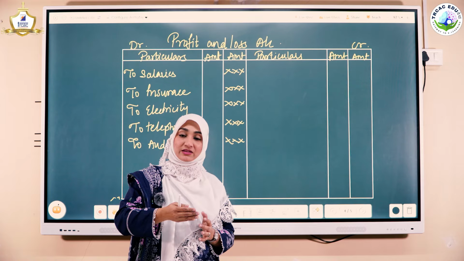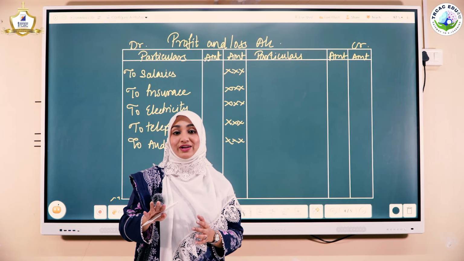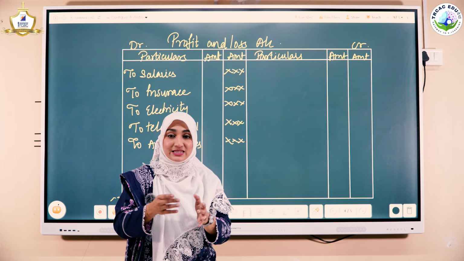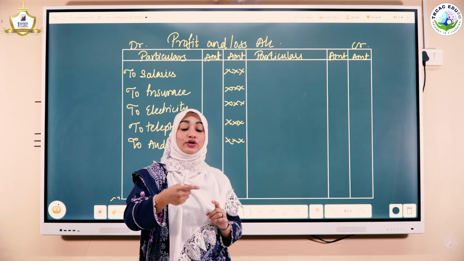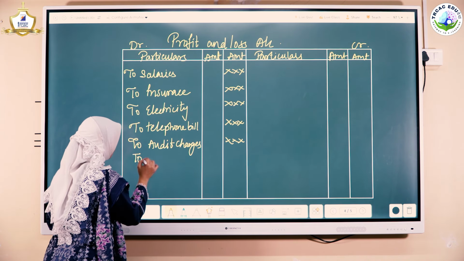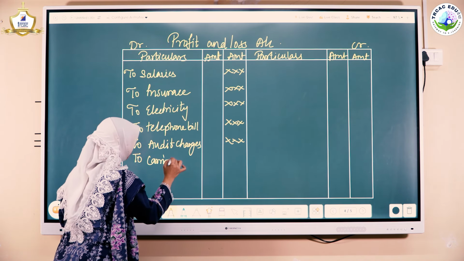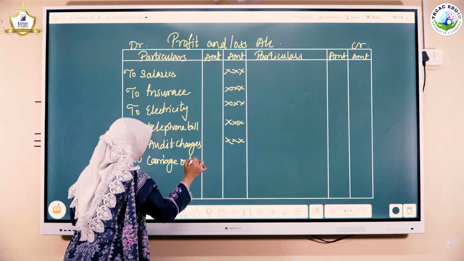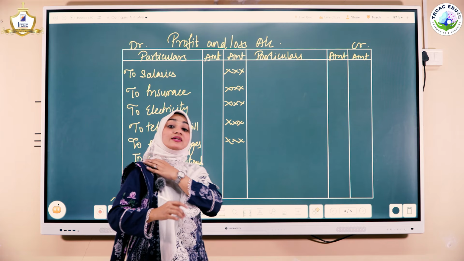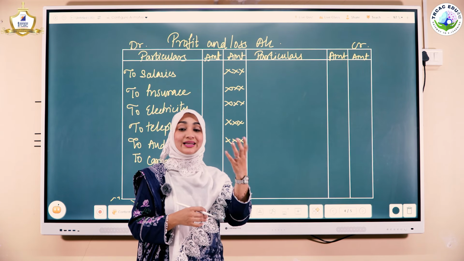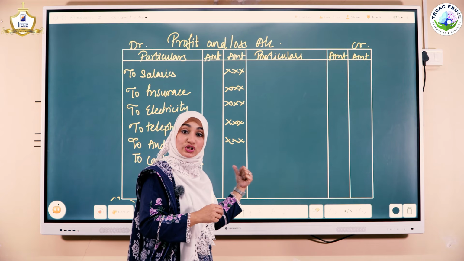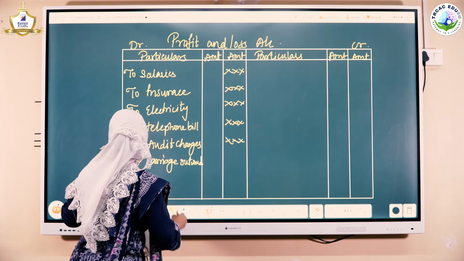So this is an expense, but it does not occur from the factory. It occurs from your shop, from your administrative process. Hence, carriage outward is always recorded into profit and loss account debit side. So this is again one of the expense. To carriage outward. Next is depreciation, which is again an adjustment, but it is a loss. So we do record depreciation into the debit side of profit and loss account.